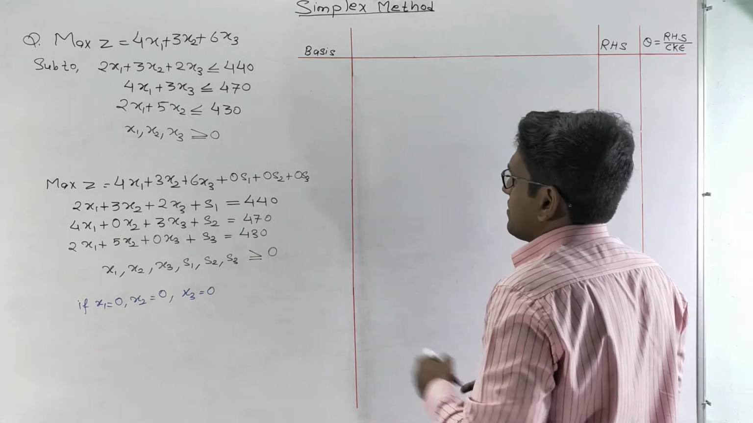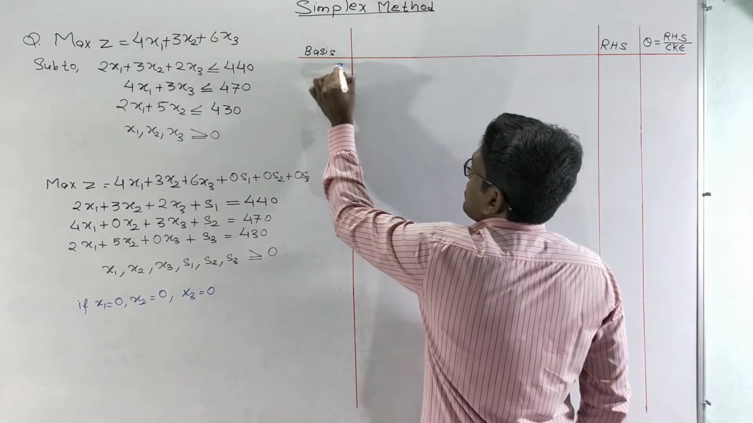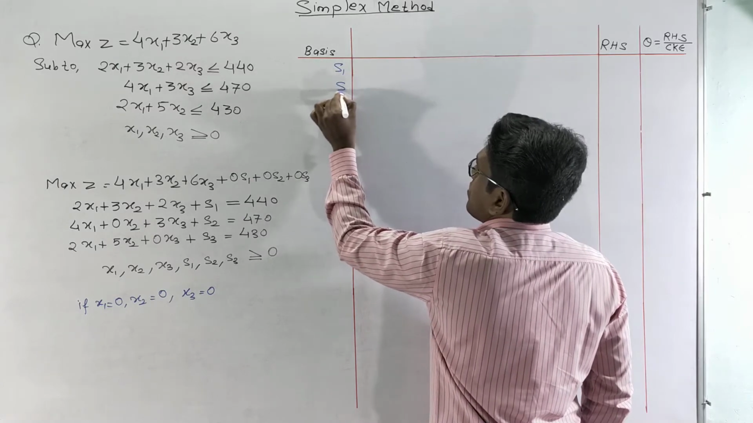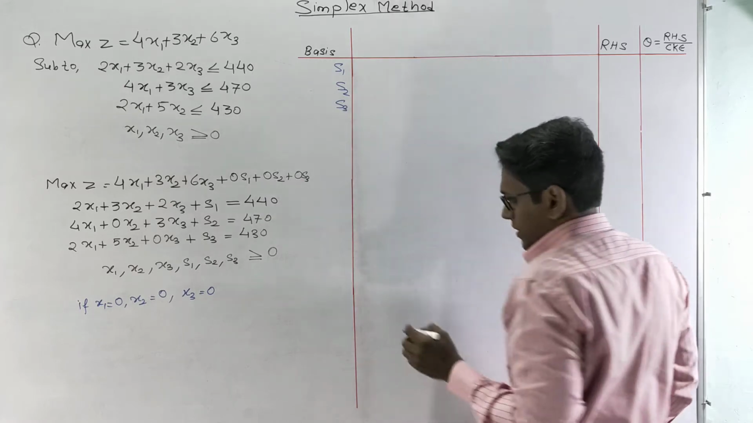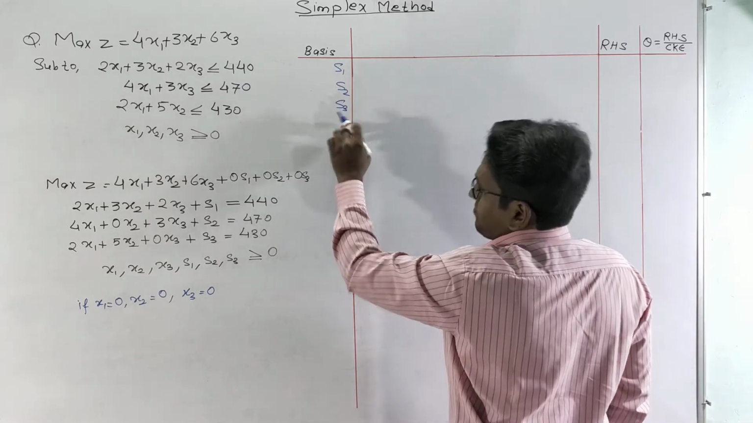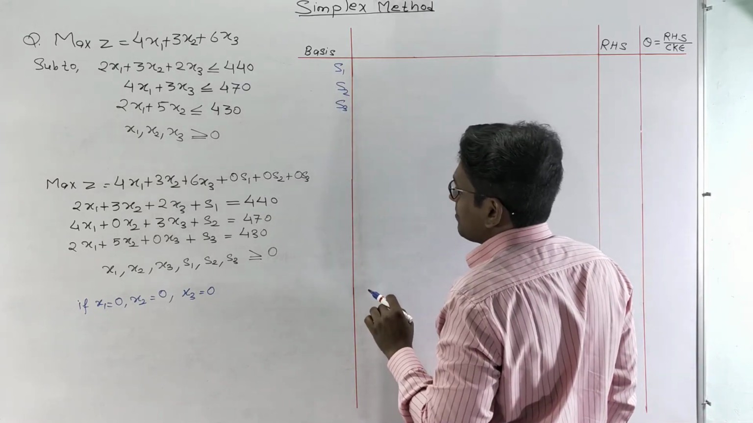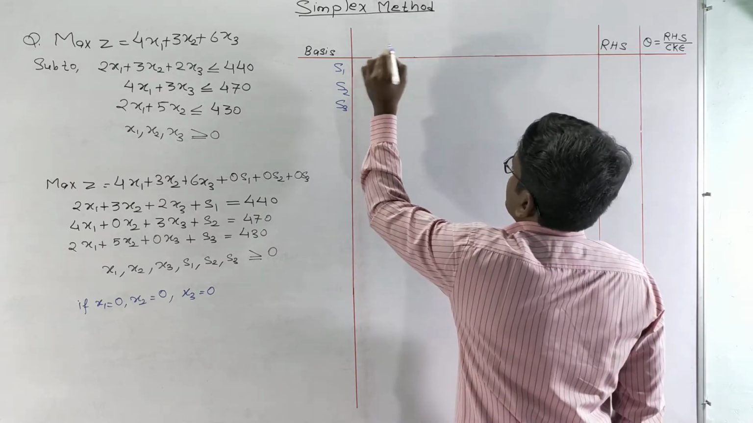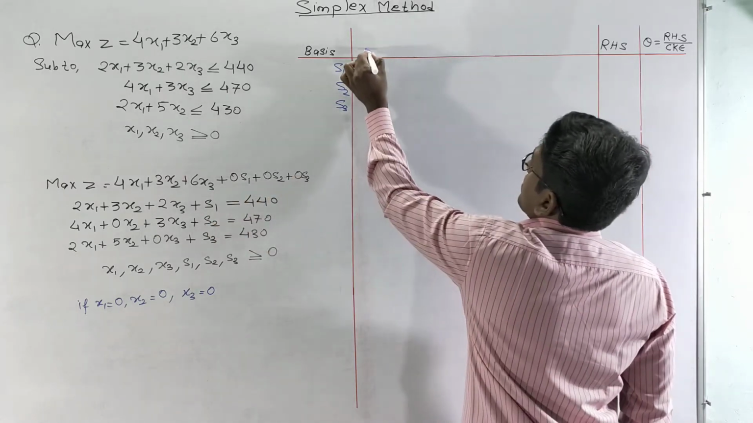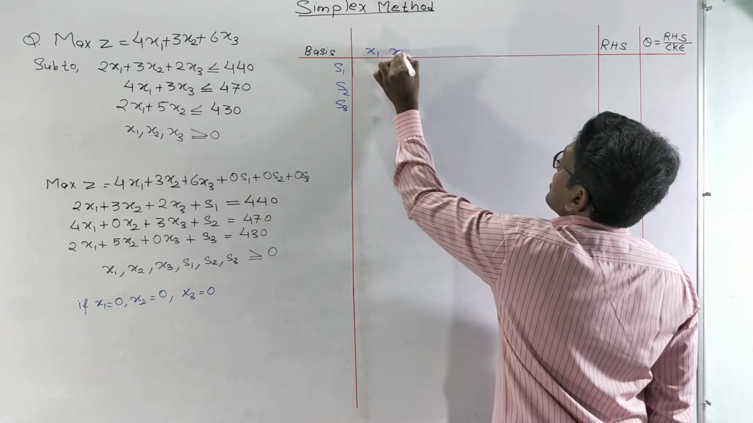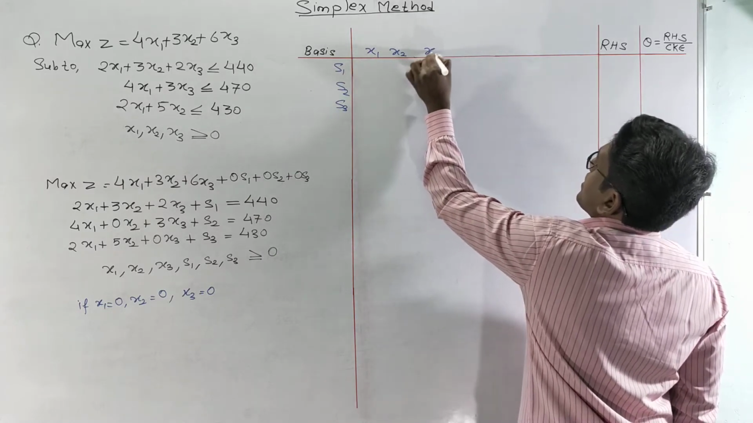So we have seen that s1, s2 and s3 find their place in the basis column. Now here we write the objective function coefficient for x1, x2, x3.